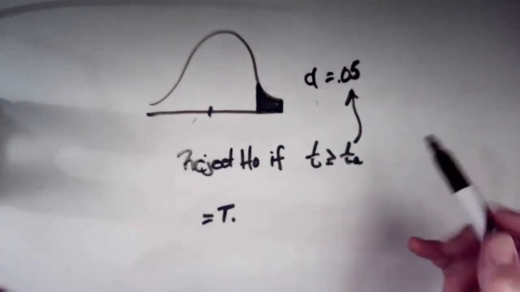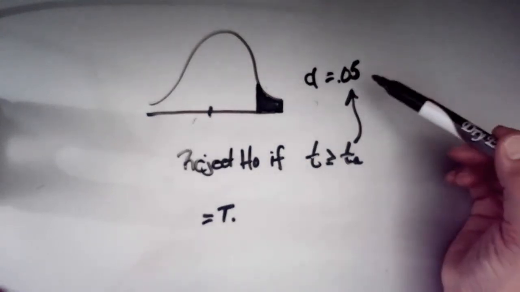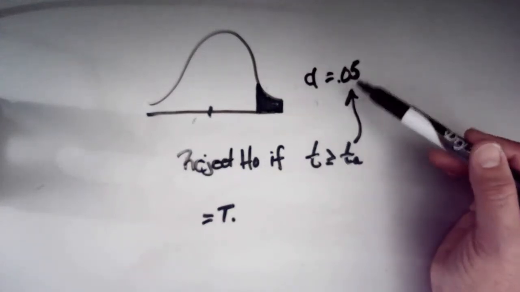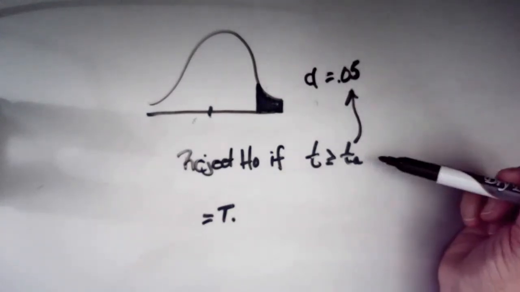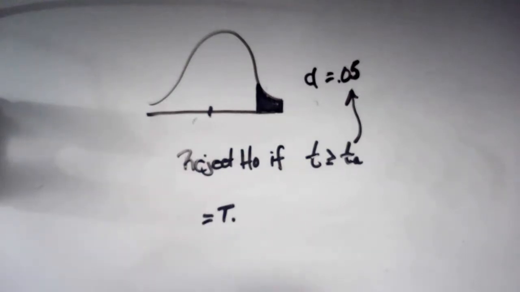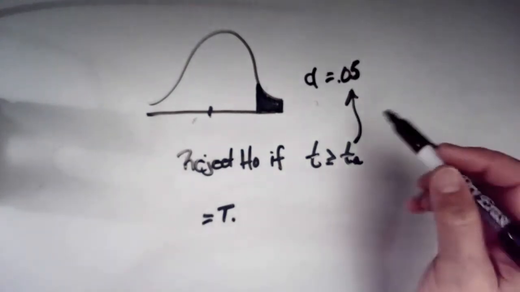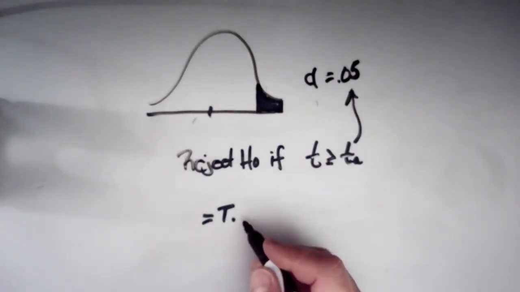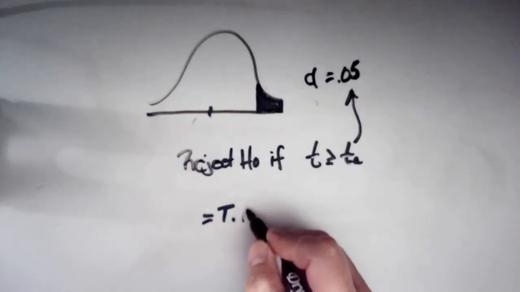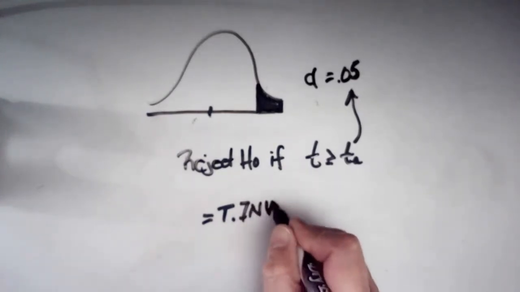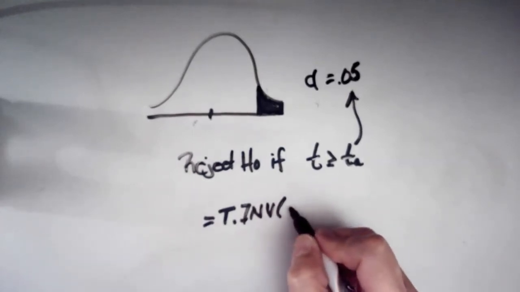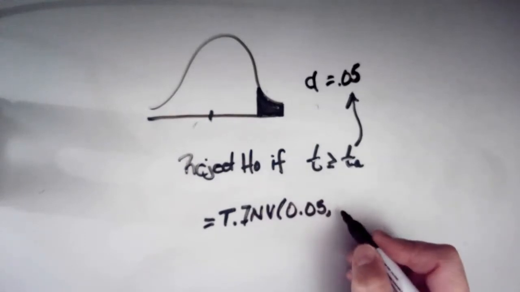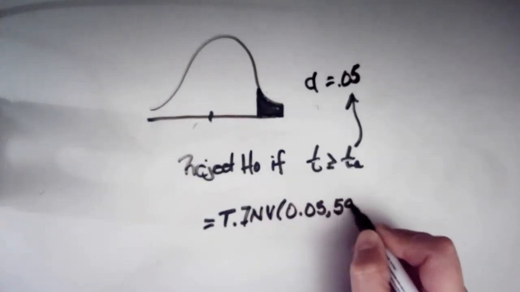So we have to figure out what the t-value is for our alpha of 0.05, and then we're going to compare that to our test statistic. To get the t-value for 0.05, we're going to use the Excel formula equals t.inv, and then in our parentheses we're going to put our alpha level of 0.05, and then we're going to put our degrees of freedom. In this case, it's 59.